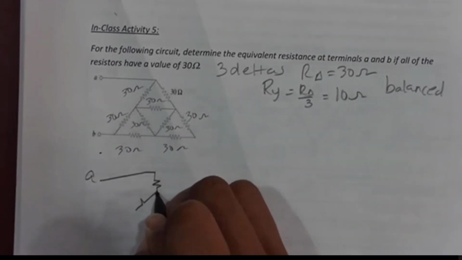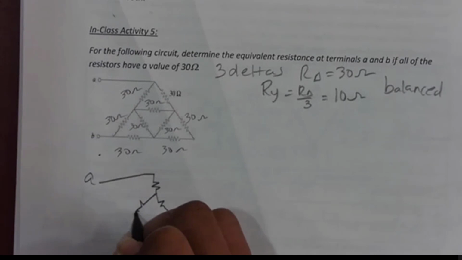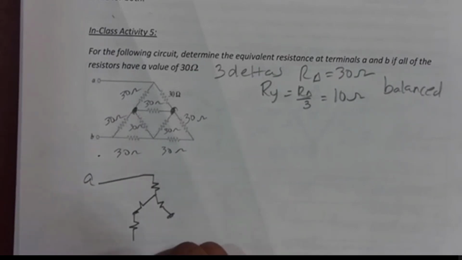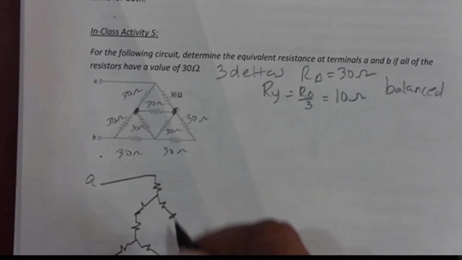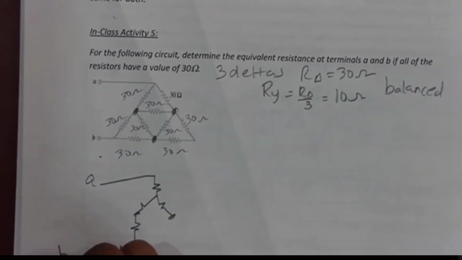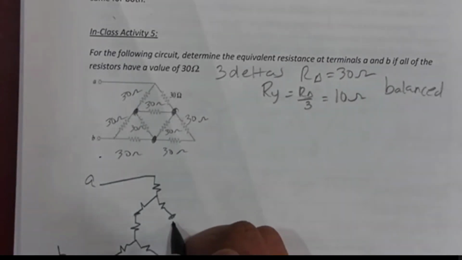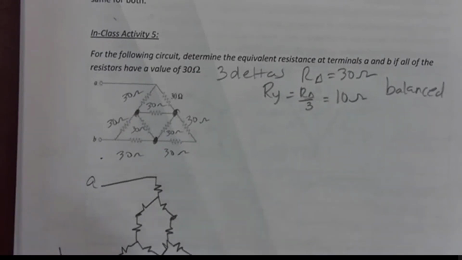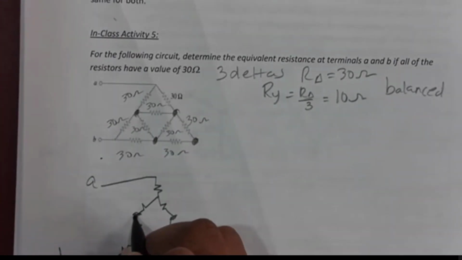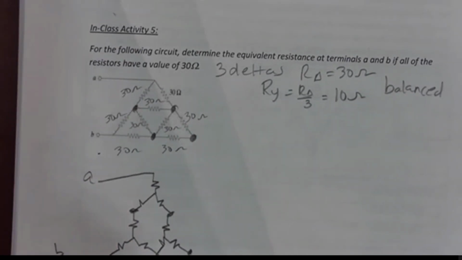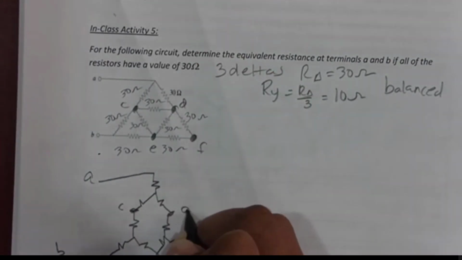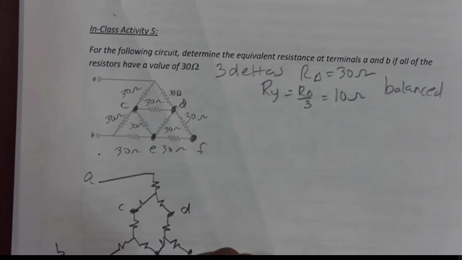Here's my first Y, 1. Here's my next Y, 2. And then here's my last Y, 3. Okay, I'm circling the meeting point so you can see how this matches up. So if I gave these nodes names, this could be like C, D, E, F.